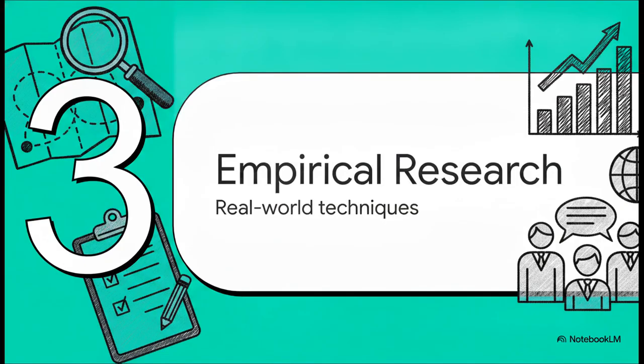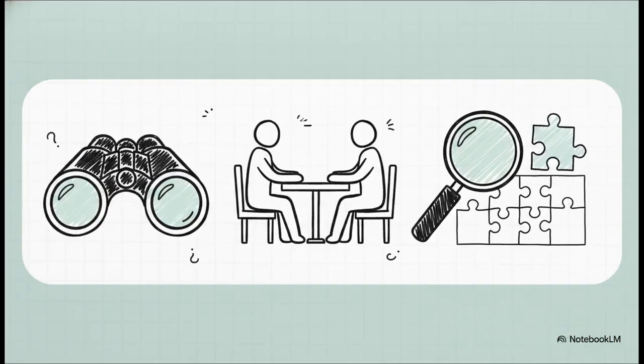All right, shifting gears to Section 3, empirical research techniques. Empirical means you are stepping away from the books and gathering data from the real world, lived experience. Instead of reading laws, you might just go and directly watch how events unfold.